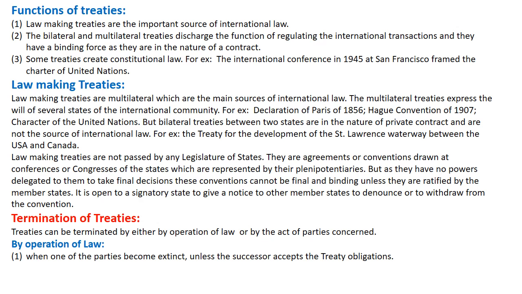Treaties can be terminated either by operation of law or by the act of parties concerned. Just as we studied in the law of contract, in the same way we have two methods of termination of treaties. One is by operation of law and the other by the act of parties. By operation of law, if one of the parties becomes extinct, for example, if one country or state becomes extinct and the successor state takes it into consideration, then it may accept the treaty obligations, or it may not accept the treaty obligations.